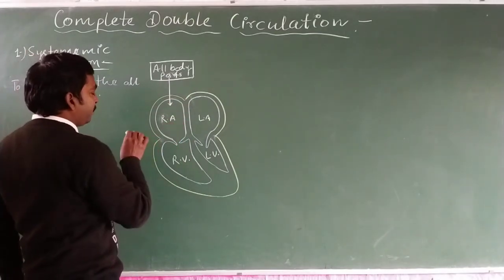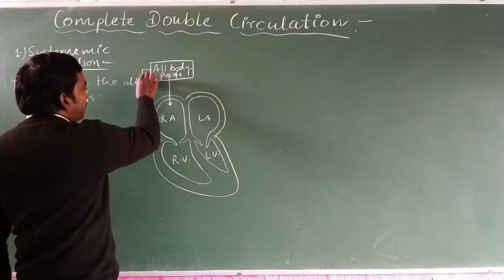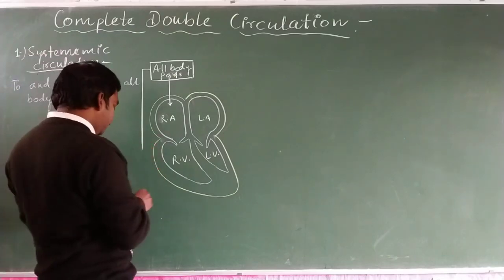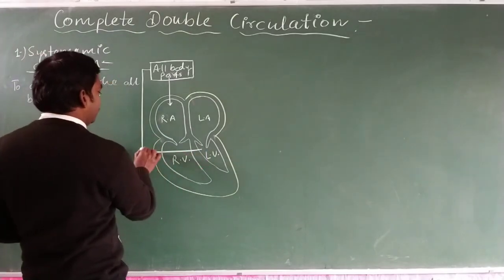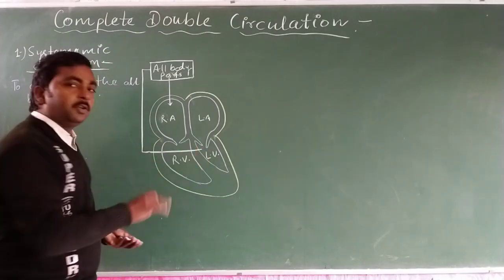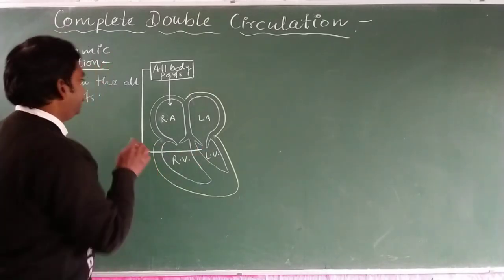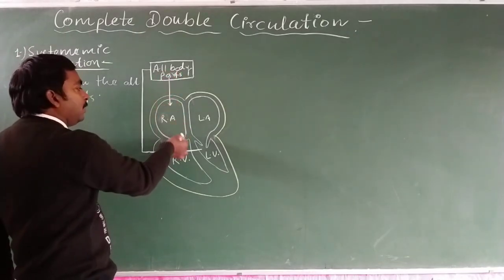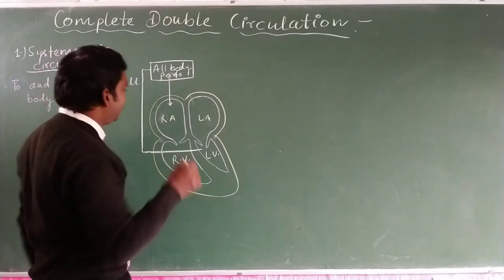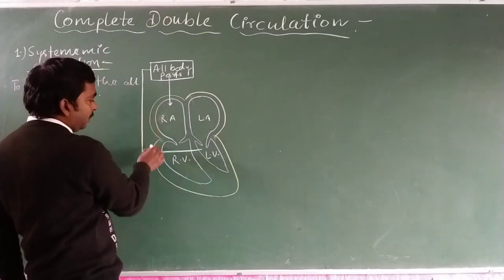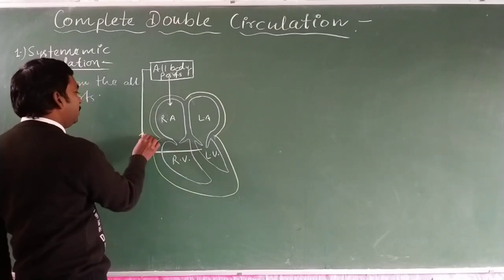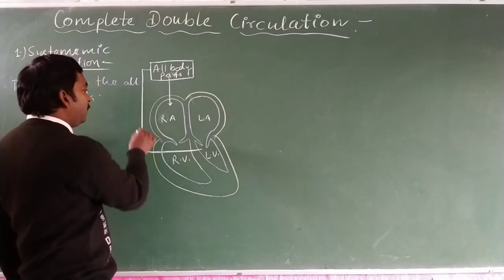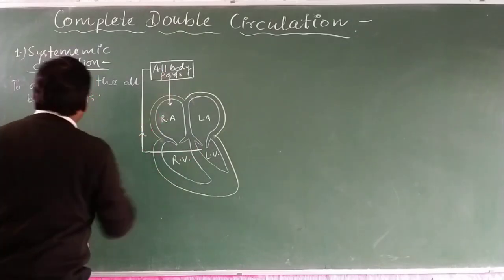And how does this blood get transferred to all body parts? For that purpose, the left ventricle pumps blood to all body parts. The circulation of blood to and from the body parts from our heart is known as systemic circulation. It means the left ventricle pumps oxygenated blood to all parts of the body.